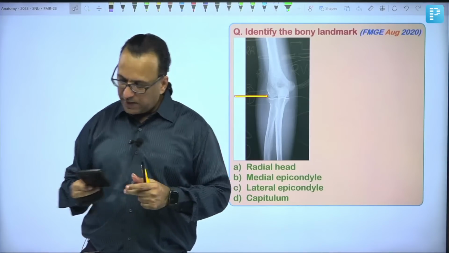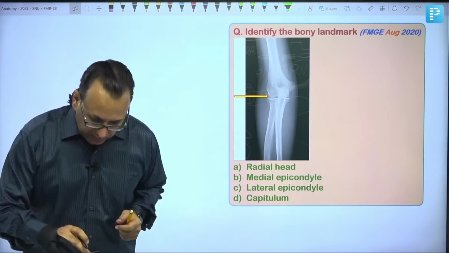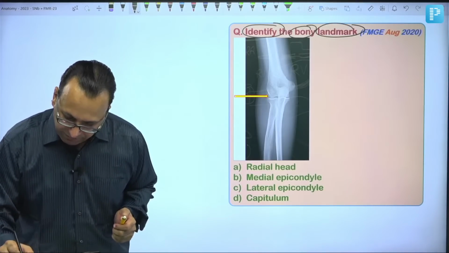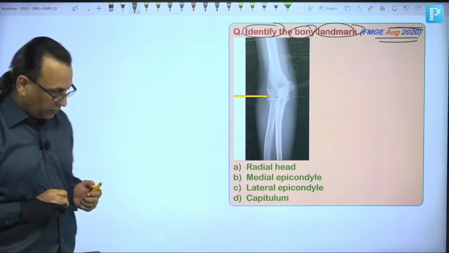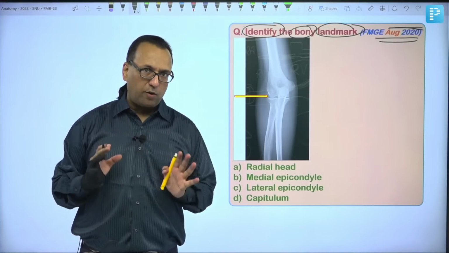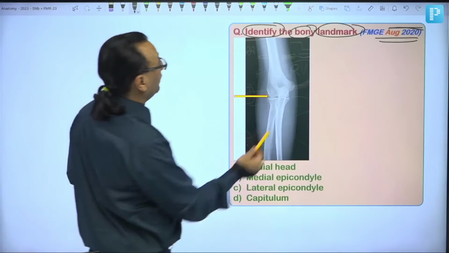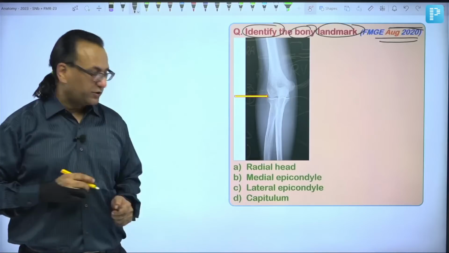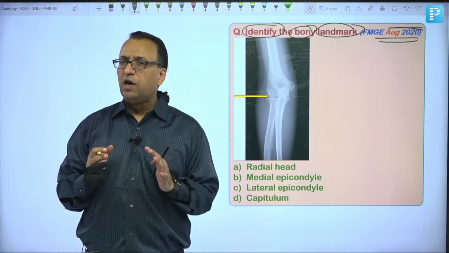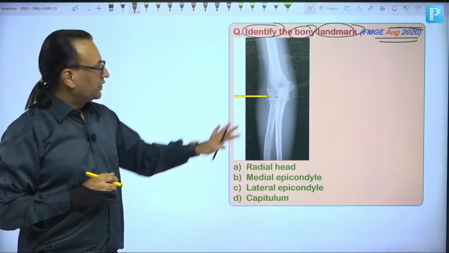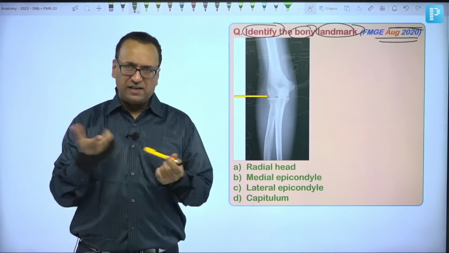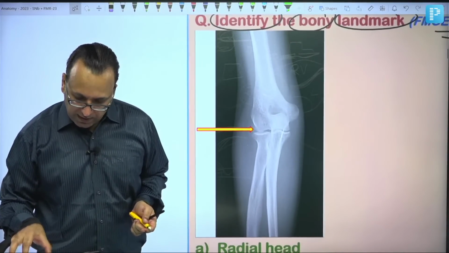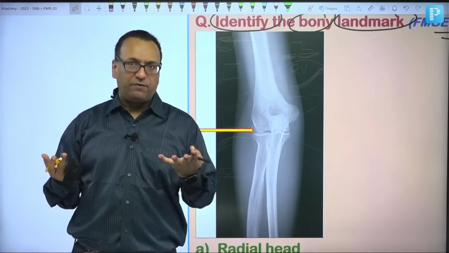Okay, so as we continue with this discussion, the examiner is asking us to identify the bony landmark, FMGE August 2020, and you can see the options. Always read the options, and as you go through them, you will find radial head, medial epicondyle, lateral epicondyle, capitulum. So something which relates with the humerus as such. Now if it is the humerus they are pointing towards, let me zoom this a little bit here. If they are doing so, then what exactly are we looking at?